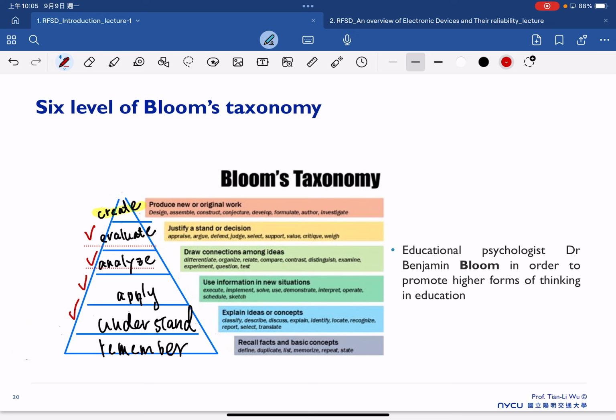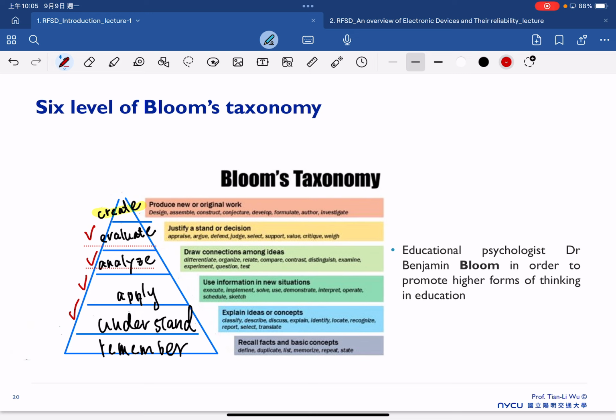By the end of this class, you should be able to evaluate the reliability of a certain technology. You should be able to analyze the reliability. You can apply some statistical tools or equations to evaluate the reliability.